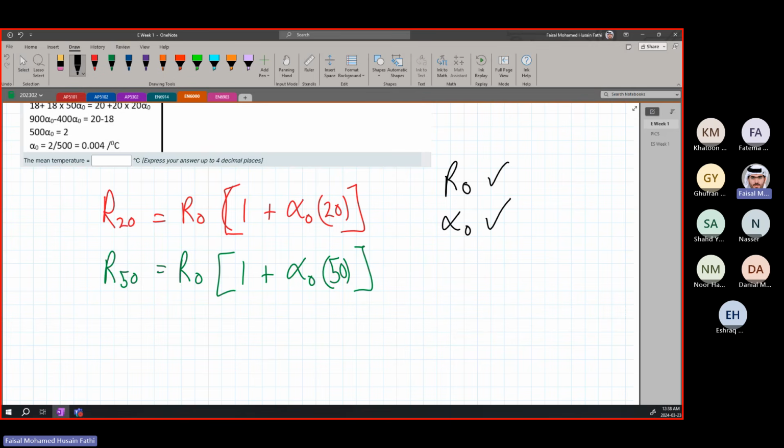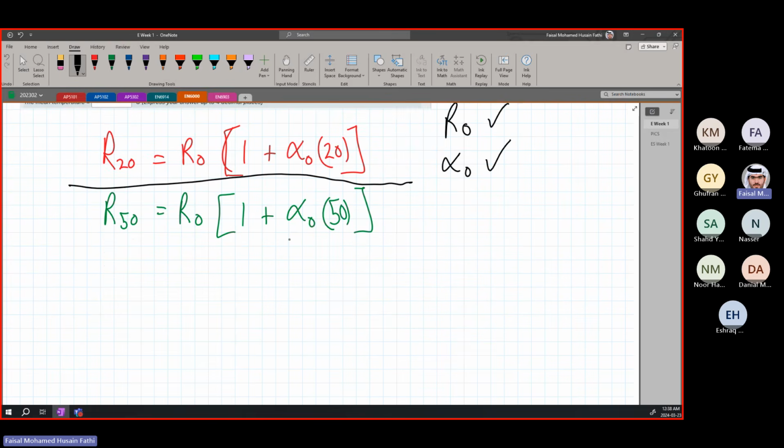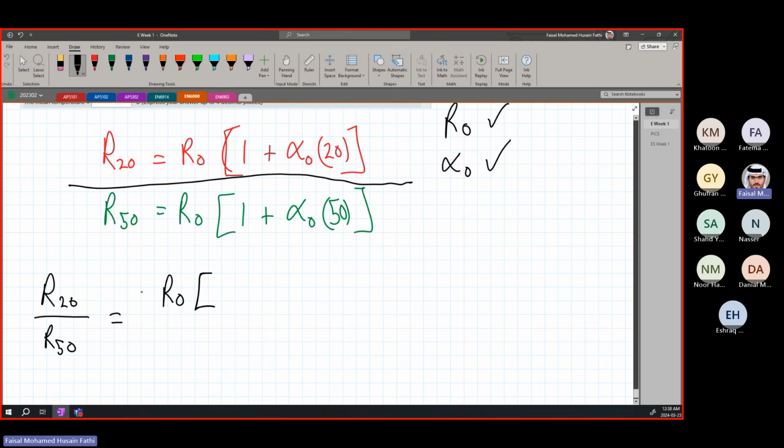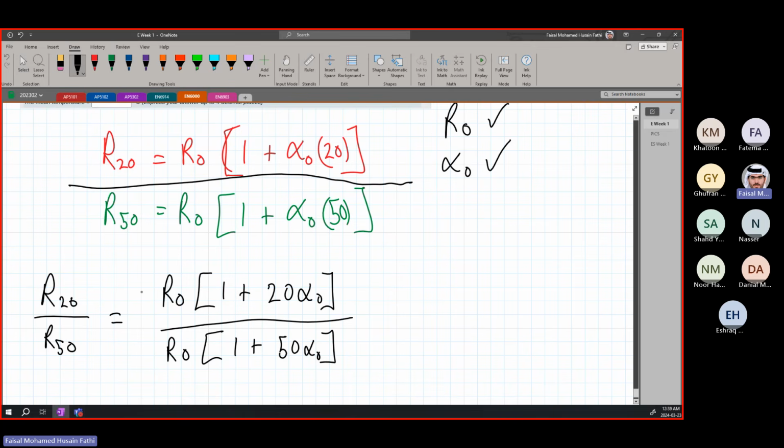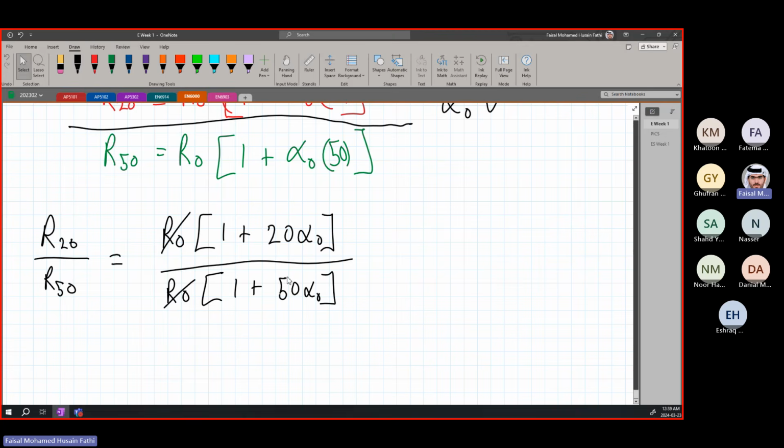So there are two ways of doing this. You can either do simultaneous equations, which I do not recommend. In this case, I will do the exact same thing I did earlier, which is the division method. It simplifies it much quicker. So it's going to be R20 over R50. I'll put in the numbers after this. So R0 into 1 plus 20 alpha 0 over R0 into 1 plus 50 alpha 0. If you notice, R0 and R0 are going to cancel, and you're only going to have one unknown, and you can start solving immediately.